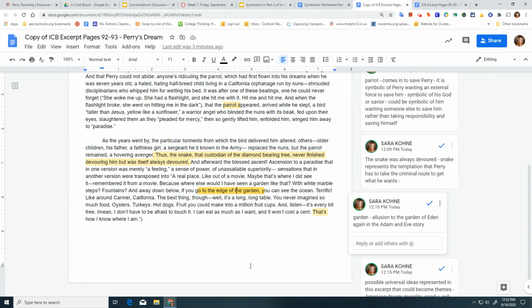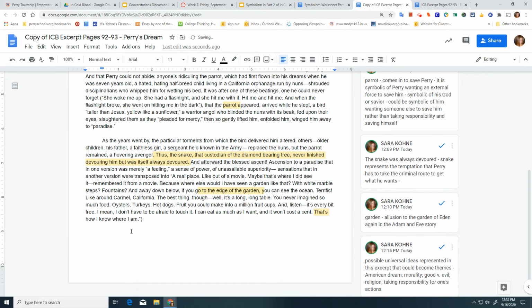Terrific. Like around Carmel, California. The best thing though, well, it's a long table. You never imagined so much food. Oysters, turkeys, hot dogs, fruit. You could make 1 million fruit cups. And listen, it's every bit free. I mean, I don't have to be afraid to touch it. I can eat as much as I want and it won't cost a cent. That's how I know where I am.